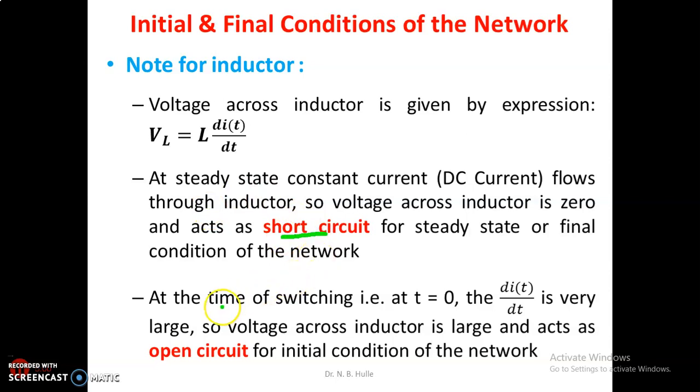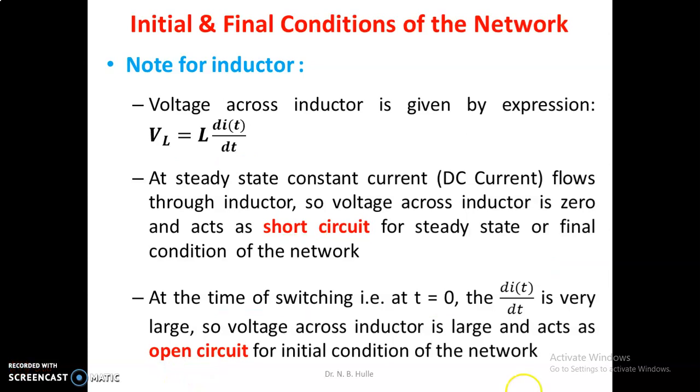Similarly, at the time of switching, that is at t equal to 0, the di/dt is large because we are changing from the on state to the off state or from the off state to the on state. In that case, di/dt is large. If di/dt is large, the voltage across the inductor is large. And whenever the voltage across any element is a large value, that network or circuit acts as an open circuit.